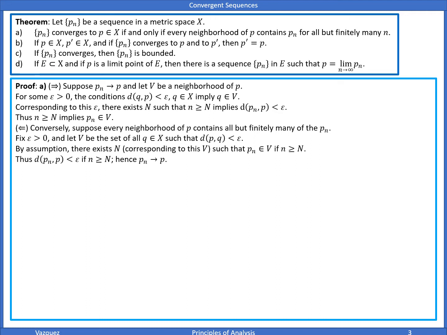If you need, go ahead and pause. Make sure you understand every step. Now we move on to 2, showing that a sequence only converges to one limit, not two or multiple, only one. So let epsilon greater than 0 be given. There exist integers big N and big N prime, such that n greater than or equal to big N implies that the distance between P sub n and P is less than epsilon over 2.